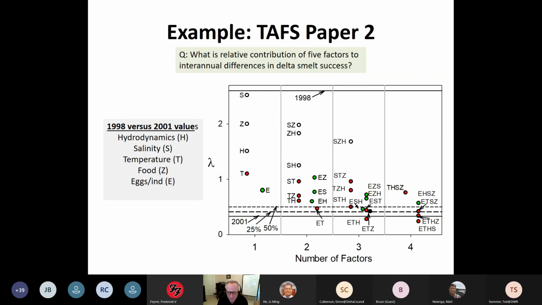So a couple of quick examples. Here's a design. What's the question? This was in the transactions paper too. What is the relative contribution of these 5 factors to interannual differences in Delta Smelt success? Okay. A weak phrase, Delta Smelt success. That first thing we have to define. We decided that was Lambda, population growth rate. So we do all these massive calculations to come up with Lambda. Right? Finite population growth rate. 1.1 means it would increase by 10% that year from where it started.